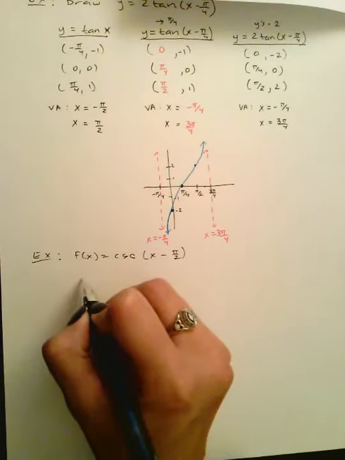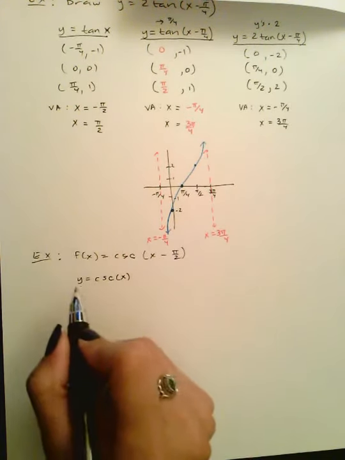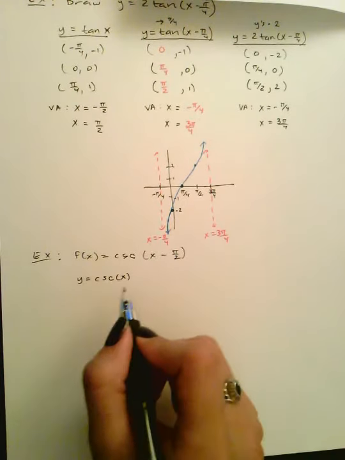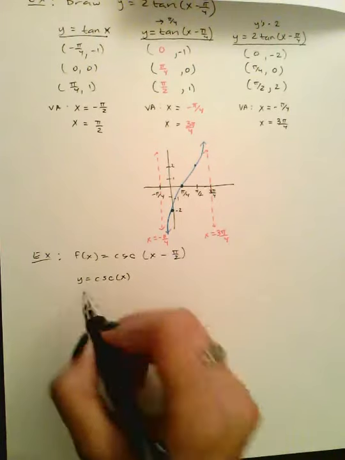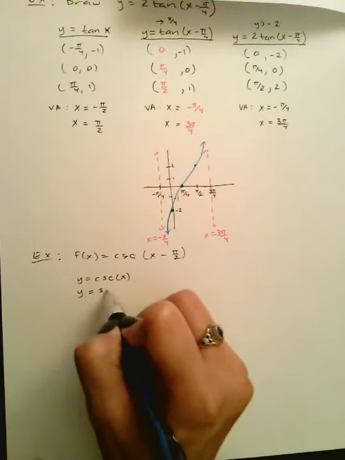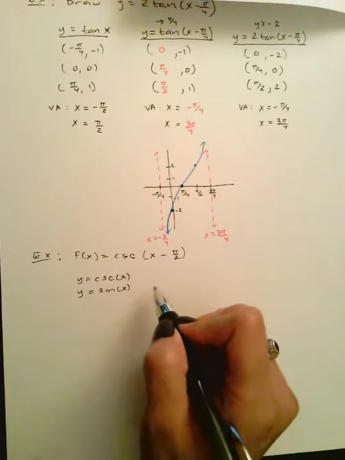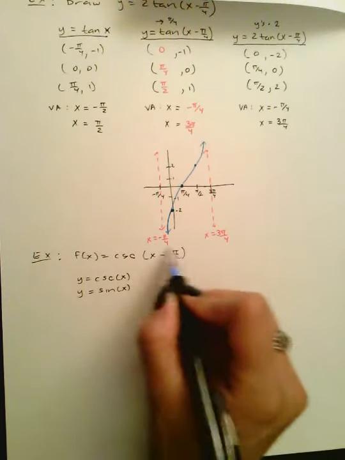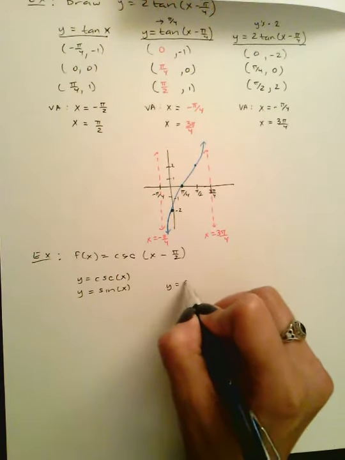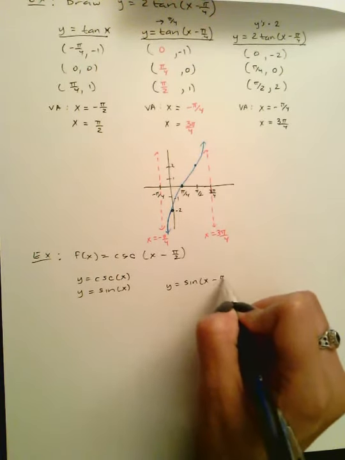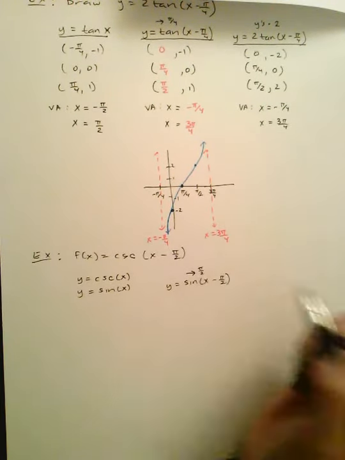So my original function is y equals cosecant of x. We'll now figure out where cosecant of x comes from. Cosecant of x comes from the sine of x function. So y equals sine of x. So cosecant is a reciprocal of sine. And now what I'm going to do is I'm going to do the transformation that I have here, but on sine of x. So y equals sine of x minus pi over 2. So this tells me go to the right by pi over 2.